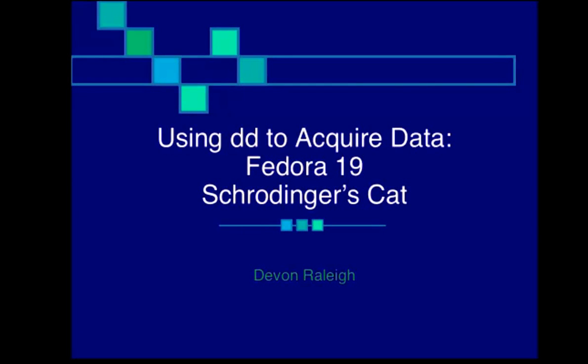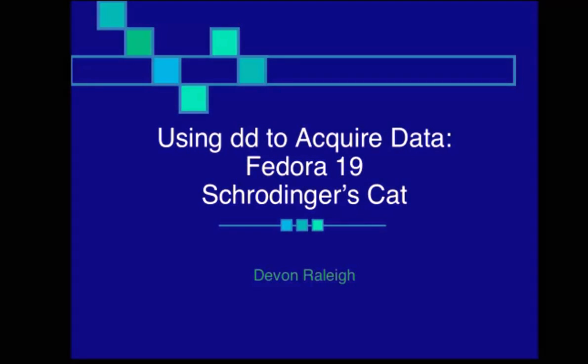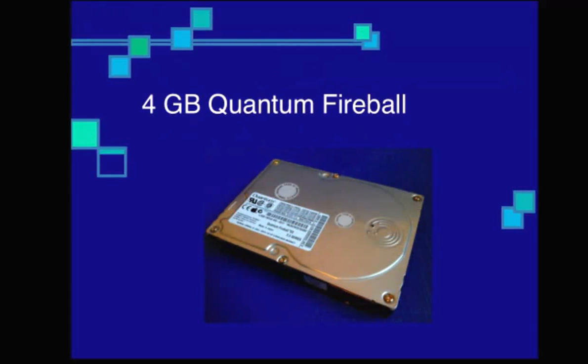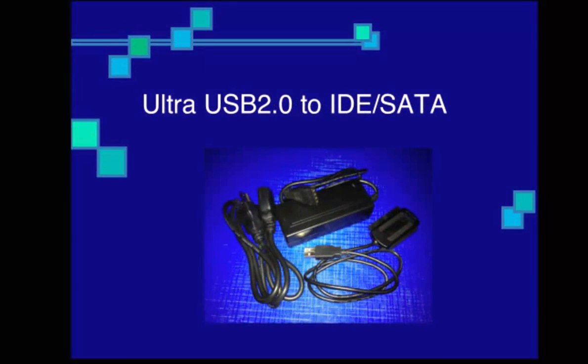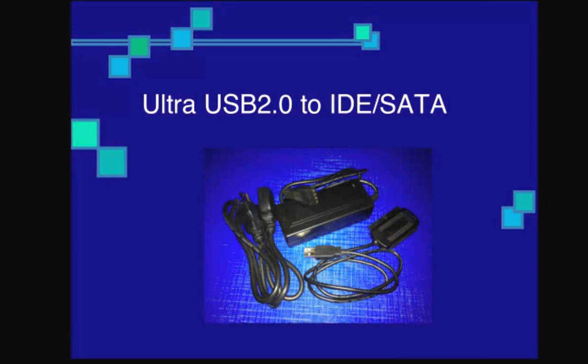Hello, my name is Devon Raleigh, and for this assignment I chose to use the dd command to acquire a hard disk image under Fedora 19. So for this particular exercise I chose to use an ancient 4 gigabyte Quantum Fireball hard drive pulled from an old iMac. I'll also be using a USB 2.0 to parallel ATA serial ATA adapter made by Ultra.